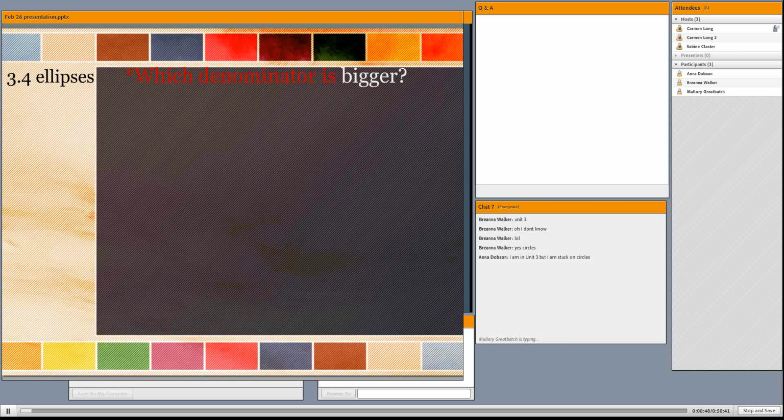Circles? Okay. Stuck on circles. Okay, well, we can talk about circles. I thought we did that last week, but we can do some circles as well, because circles and ellipses are very similar. So let's start out by discussing how circles work, because it kind of relates to ellipses. Because if you think about it, all an ellipse is a squished circle.